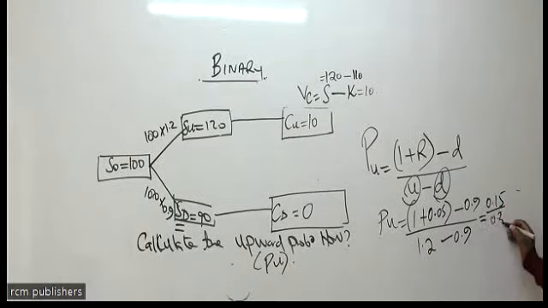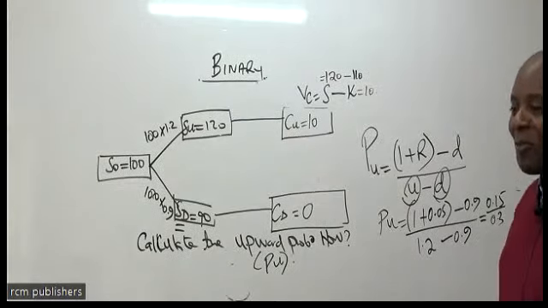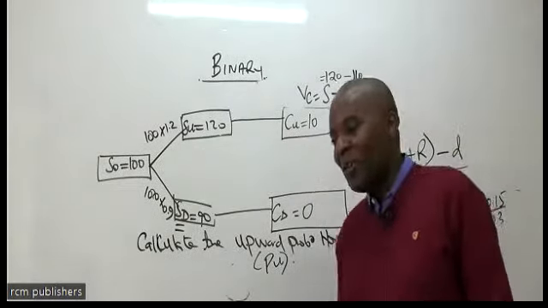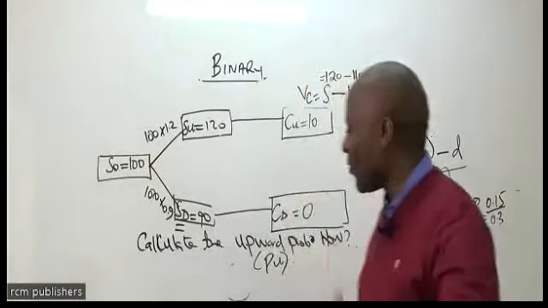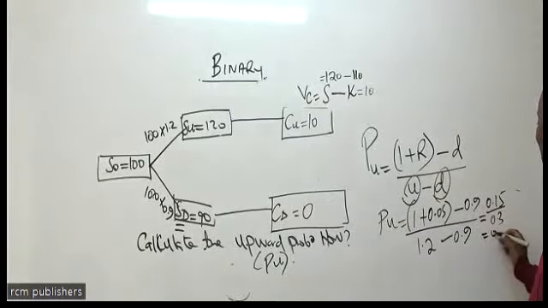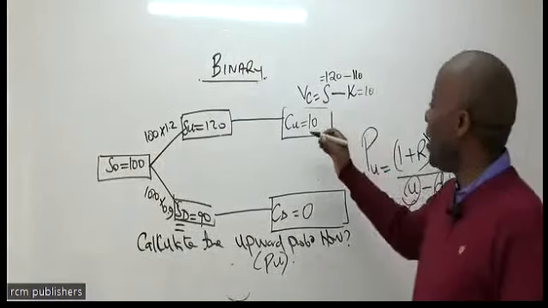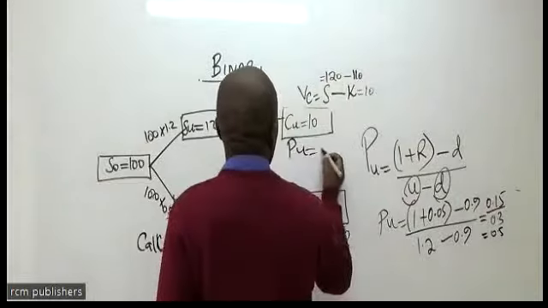Thank you so much. So 0.15 divided by 0.3, how much do you get? The final answer is 0.5. This means that here the probability of up is 0.5.